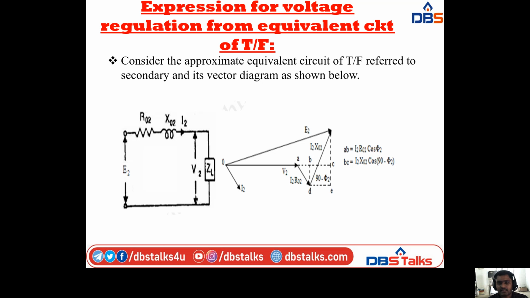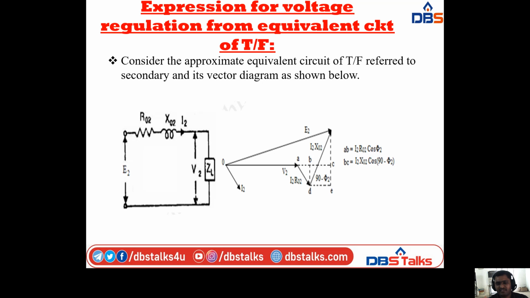So here I am considering the approximate equivalent circuit of the transformer referred to secondary, which I discussed in the previous class. Same thing I am taking here. That means we have resistor, inductor and load terminals, and we have the parameters R02, X02, I2, V2, E2, ZL. These are the parameters we are taking for the approximate equivalent circuit of the transformer referred to secondary.